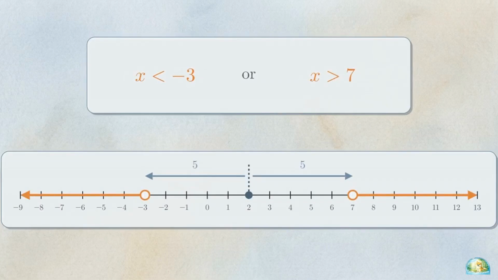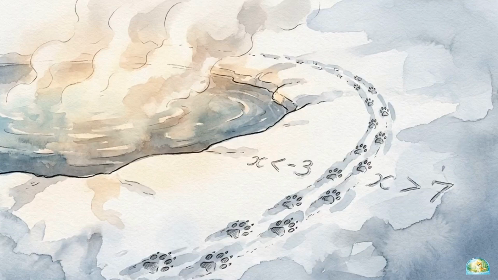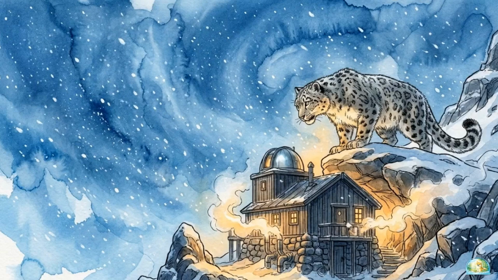We graph these as outward rays. The graph shows x less than -3 or x greater than 7. Frost reaches the safe range summit. Hidden among the frozen peaks is a geothermally heated research station, a rare pocket of steady warmth in the storm.